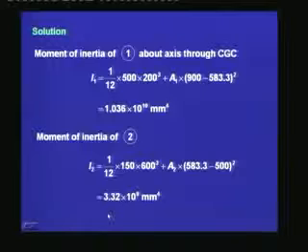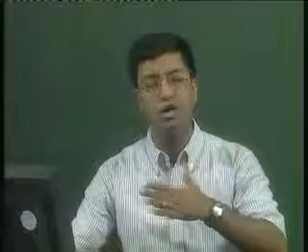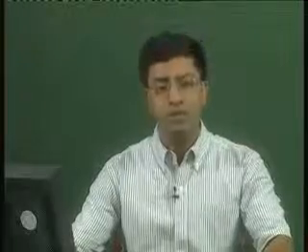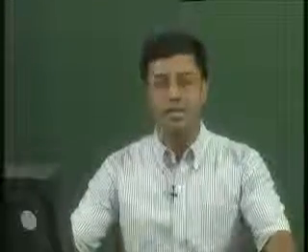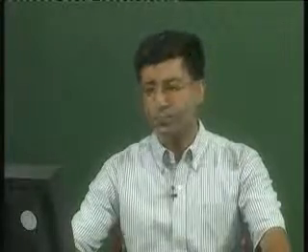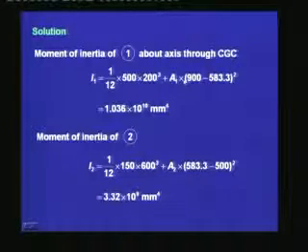Moment of inertia of 1 about the axis through CGC can be computed by the parallel axis theorem. I1 is equal to the moment of inertia about the centroid of the rectangle plus the area of the rectangle times the distance square. Thus, I1 is equal to 1 by 12 times 500 times 200 cube plus A1 times (900 minus 583.3) whole to the power 2, and we get a value of I1 equal to 1.036 times 10 to the power 10 millimeter 4.